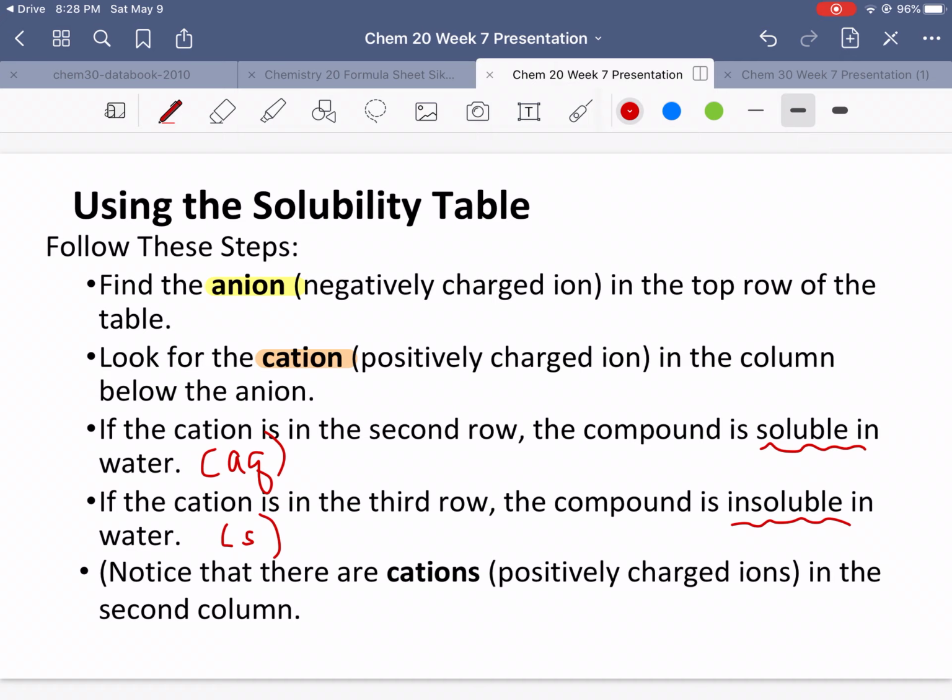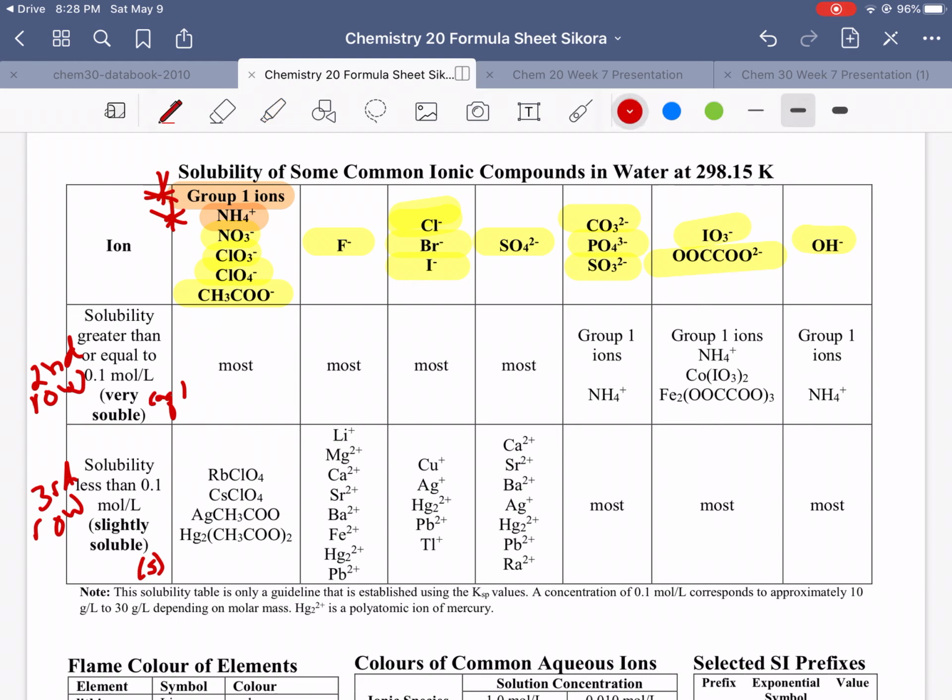Don't forget about that last little thing that I mentioned before. There are some cations that have been listed, right? That second column has them right here, these guys. So don't lose sight of those. Best way for us to do this is to jump into some examples.